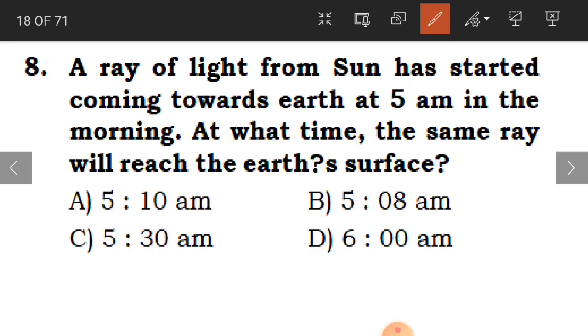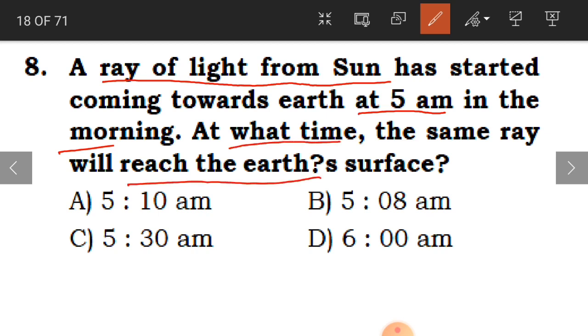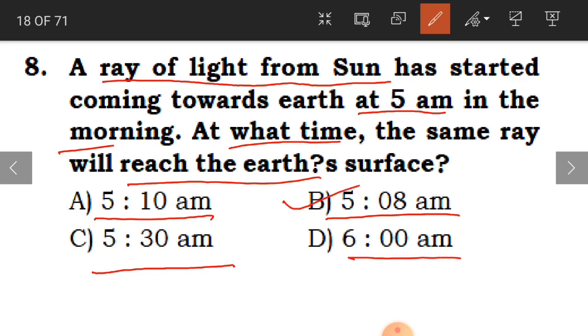Clear, children? Now, the eighth one is, a ray of light from the sun has started coming towards earth at 5 a.m. in the morning. At what time will the same ray reach the earth's surface? Understand, a ray of light from the sun has started at 5 a.m. At what time is it going to reach the earth's surface? Is it 5:10 a.m., 5:08 a.m., 5:30 a.m. or 6 a.m.? And the answer is B, 5:08 a.m.